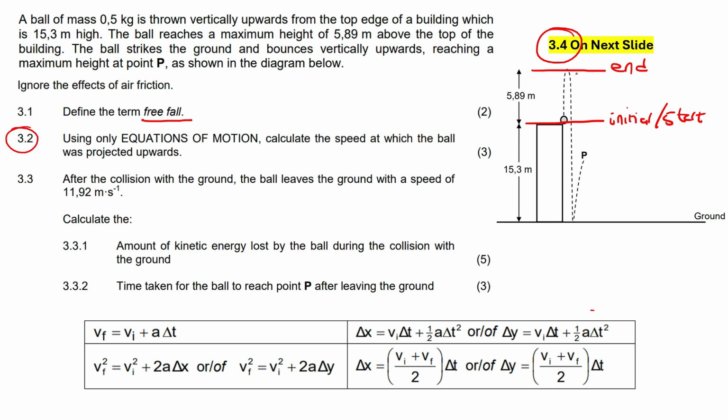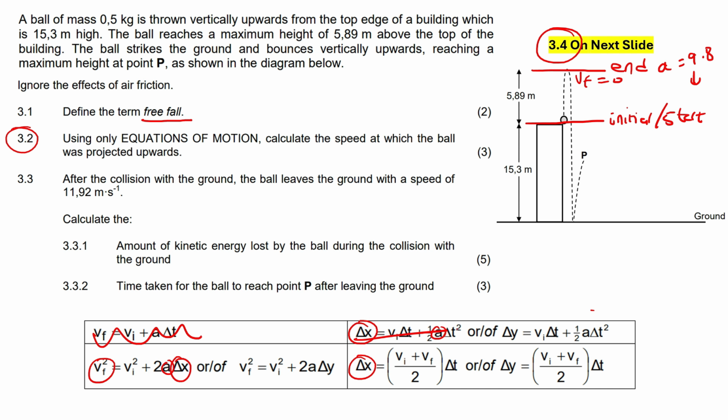Okay, so we've got these equations of motion. So let's see what information we have. We know that the displacement is 5.89. So we can't use this formula. Now, we know that at this point over here, the velocity is 0. That would be your final velocity of 0. We know that whenever an object reaches its maximum height, it has a velocity of 0. And then we also have acceleration. We know that in this chapter, acceleration is always 9.8 downwards.